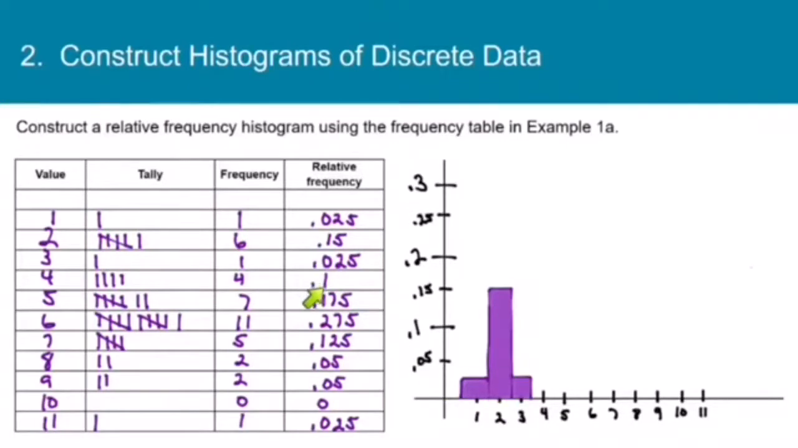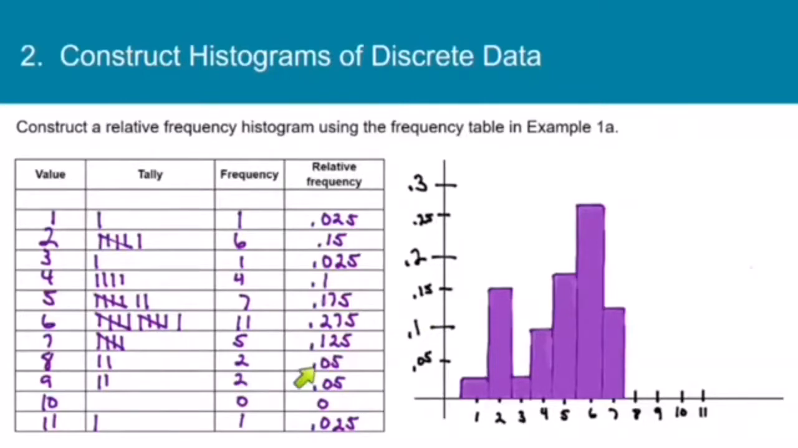The next bar is 0.1, which is going to be about this tall. And then 0.175, which will be halfway between 0.15 and 0.2, so right here. And then 0.275 will come all the way up here, and 0.125 right here, and then 0.05 again right back down here. We had 2 bars in a row that were 0.05, and then remember the class of 10 is empty, so leave a space for that, and then 0.025 right here. And so here is our relative frequency histogram.